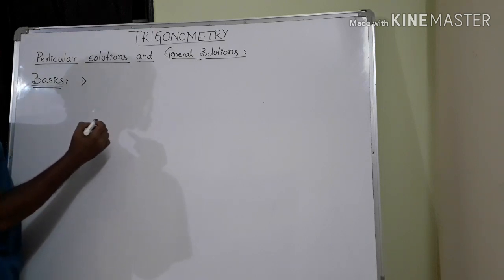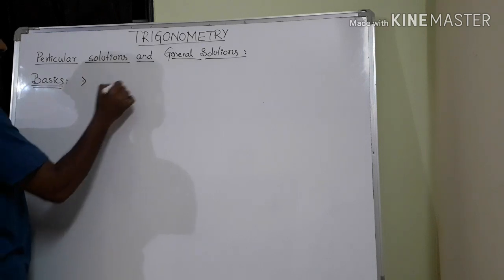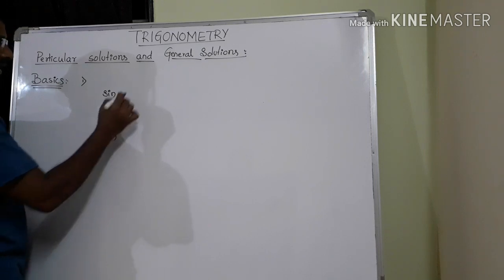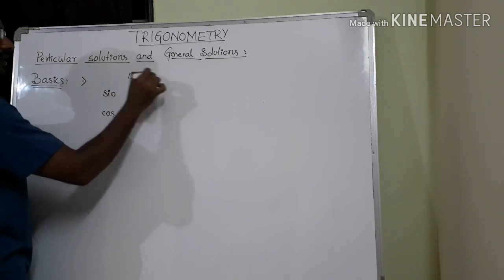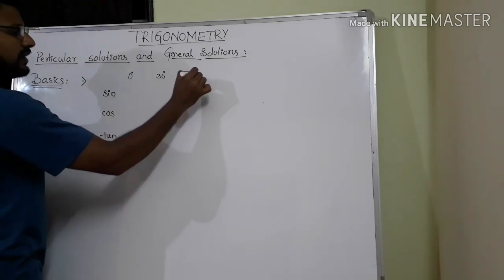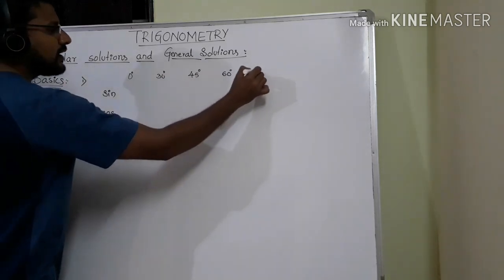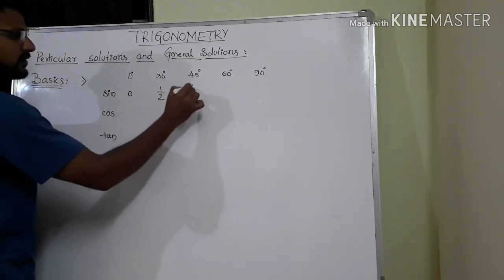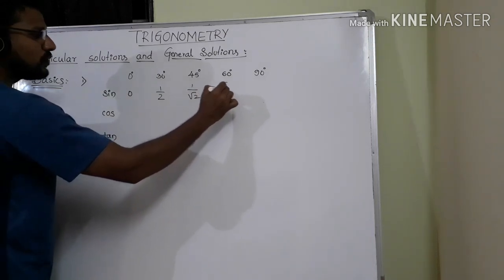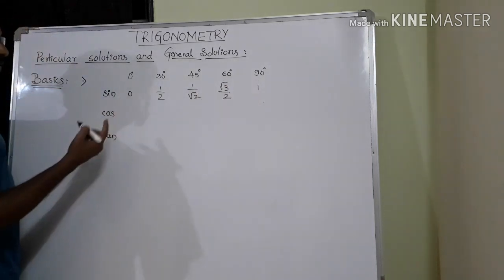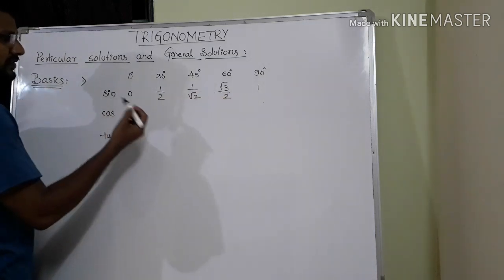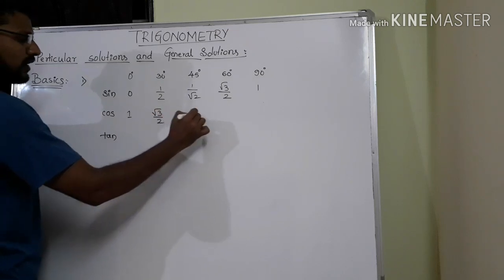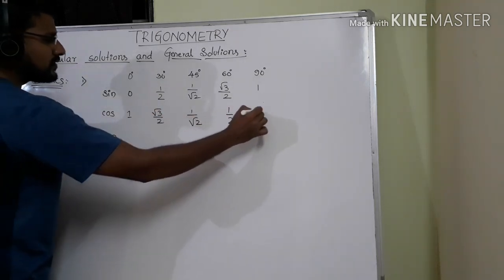I mean to say trigonometry functions, standard angles like sine, cos and tan, and we have the standard angles 0 degree, 30 degree, 45 degree, 60 degree and 90 degrees. Sine 0 is 0, sine 30 is half, this is 1 by root 2, this is root 3 by 2 and 1. And I hope all of you know how to write the cos. You just need to reverse the order. This is root 3 by 2, 1 by root 2, 1 by 2 and this is 0.